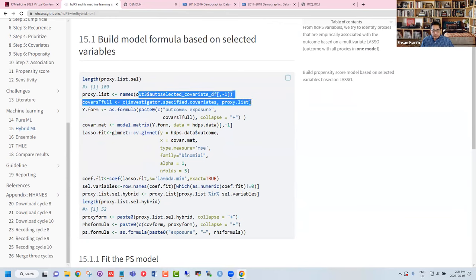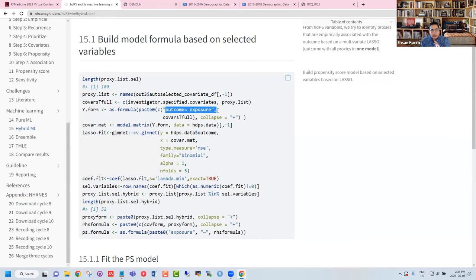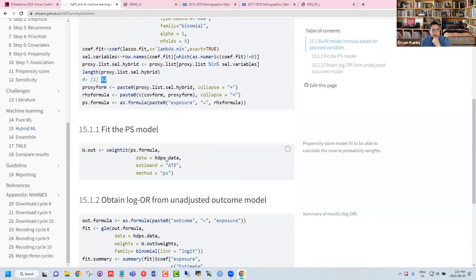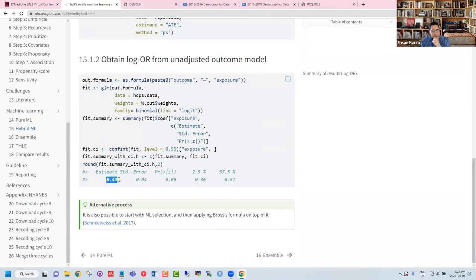Another estimate that you can do is that you try to select the proxy variables based on the Bross formula. Say, for example, remember, we only dealt with 100 covariates based on the Bross formula. And then we use the outcome lasso information only on the covariates that were selected based on the high dimensional propensity score with the Bross formula. And that brings me from 100 to 52 covariates or proxy variables that you need to include in your analysis. And you repeat the whole analysis and you get that log odds ratio of 0.44. Again, very close estimates. And that is another estimate that you can use. Again, as I have said before, in one of my papers in 2018, I have shown that this estimate performs better compared to the regular hdPS or regular pure machine learning methods.